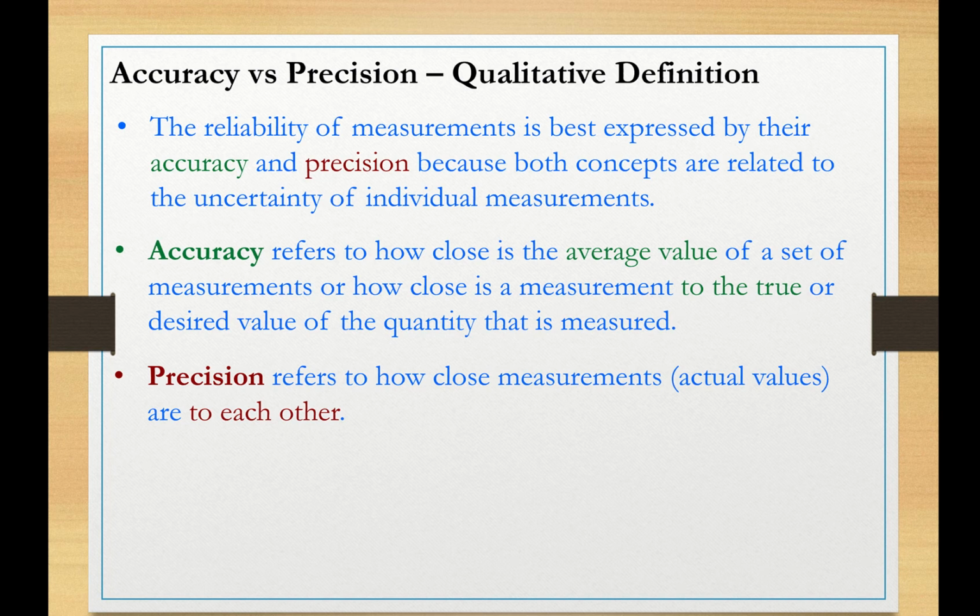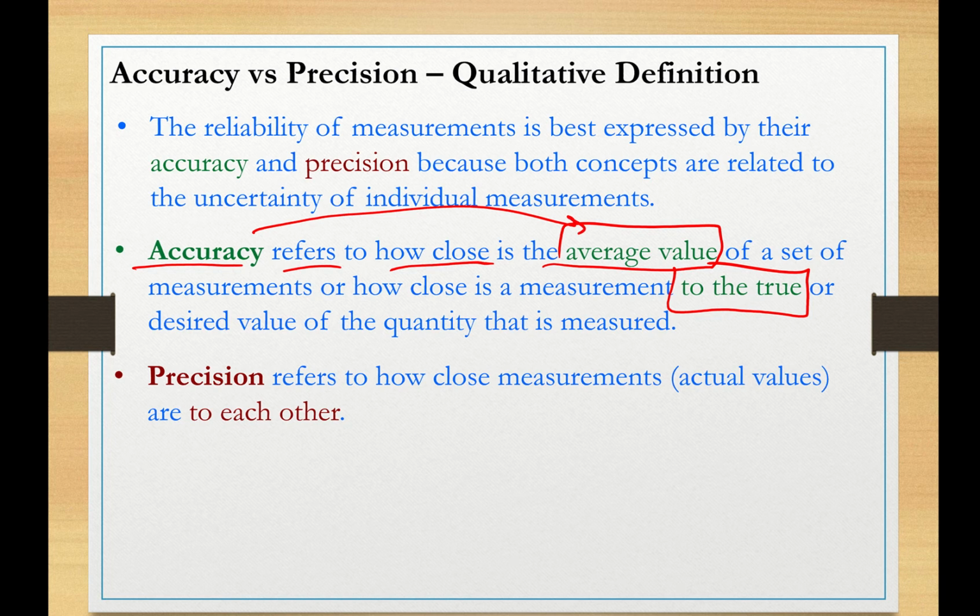Let's now proceed to the qualitative definition of accuracy and precision, since both of these concepts are related to the uncertainty of individual measurements. Accuracy refers to how close the average value is to the true value. So we compare the average value to the true value, that's accuracy, okay? Precision, on the other hand, refers to how close measurements are to each other, not to the true value.